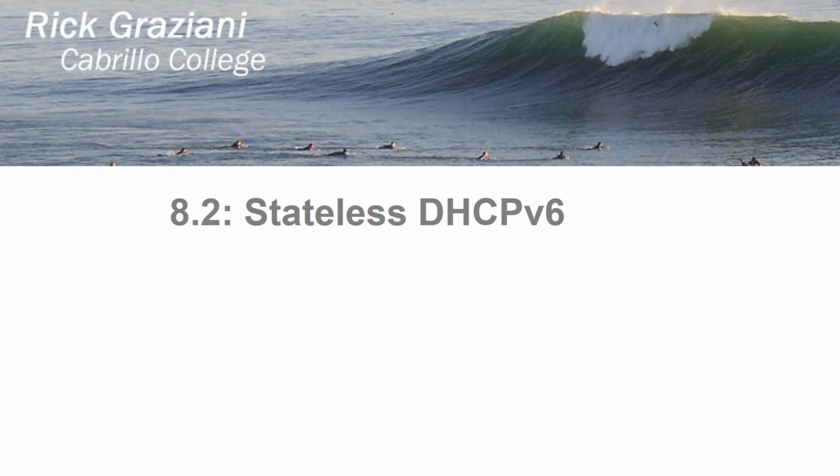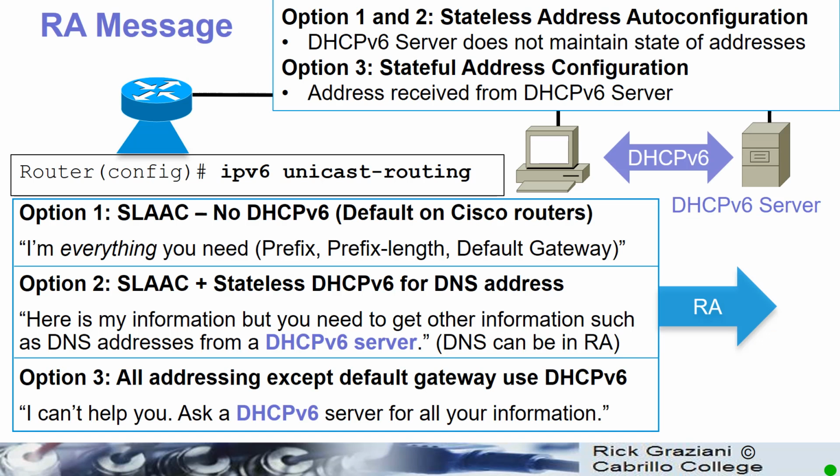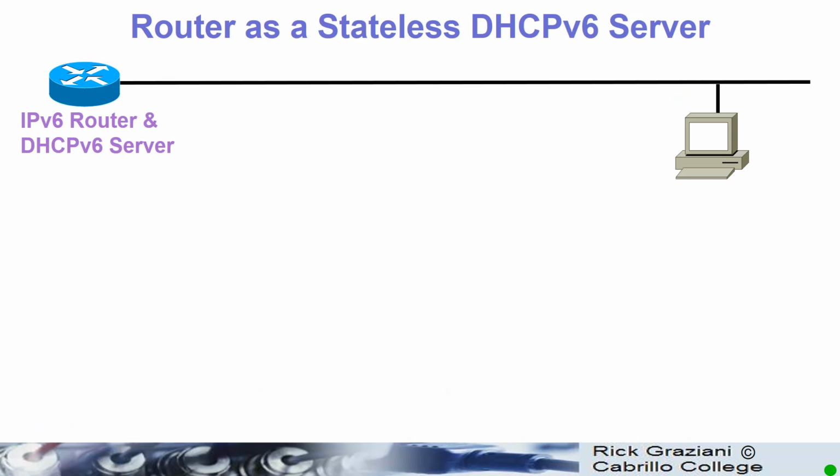Alright, so let's move on to the stateless DHCP version 6 material. So SLAAC again was discussed, chapter 7. We're moving on to additional material. Again, option 1, SLAAC, no DHCP. Option 2, SLAAC with stateless DHCP for DNS. Option 3, everything goes to DHCP. Here we're looking at option 2.